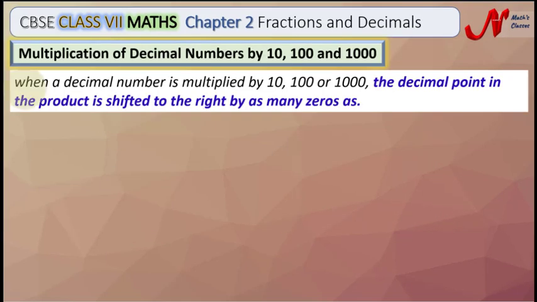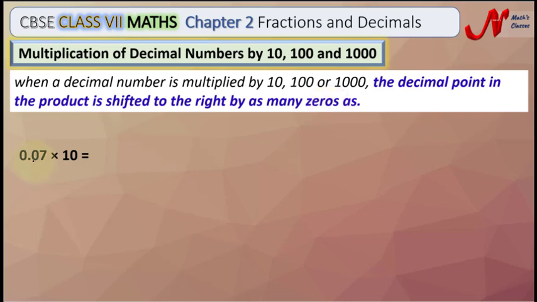From the above we can conclude that when a decimal number is multiplied by 10, 100 or 1000, the decimal point in the product is shifted to the right by as many places as there are zeros. We further discuss more examples.